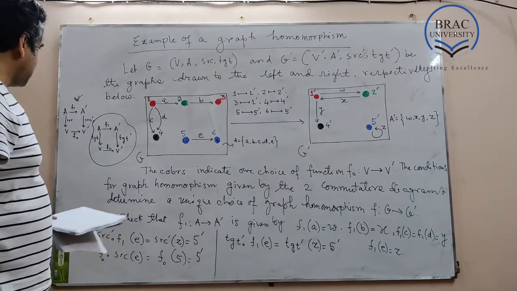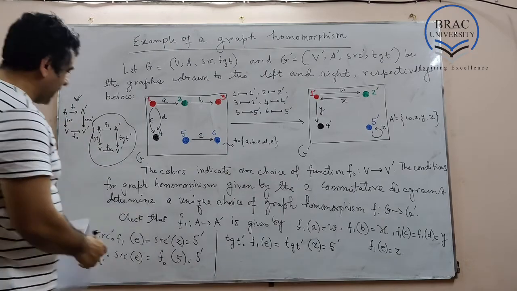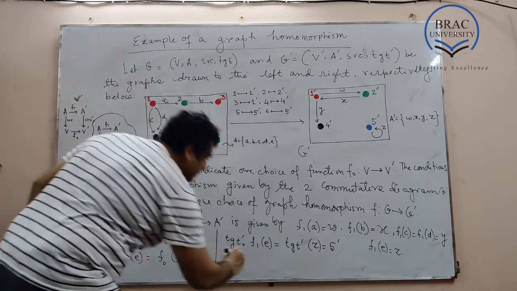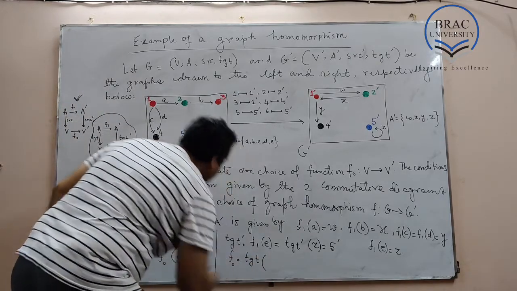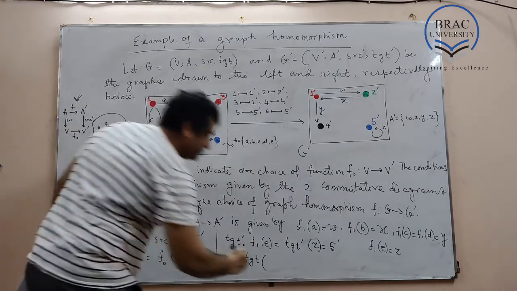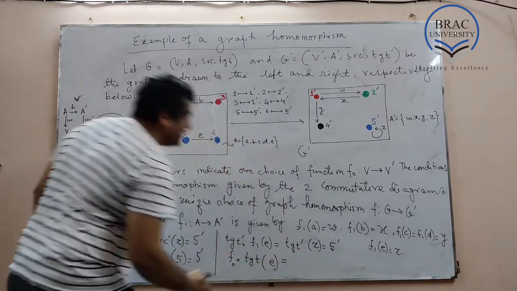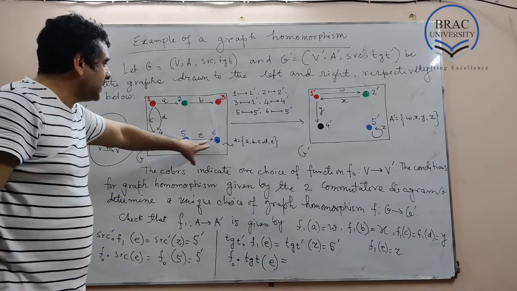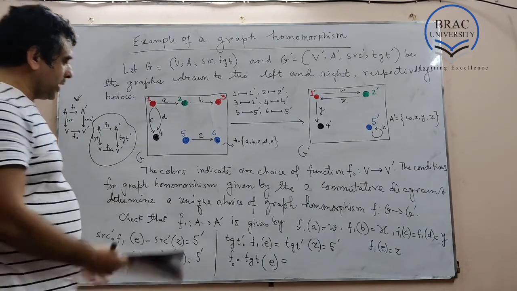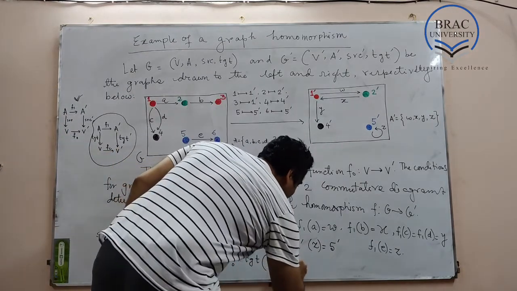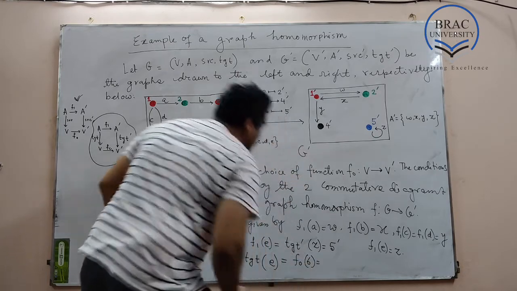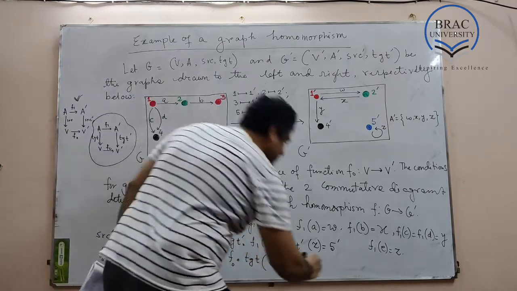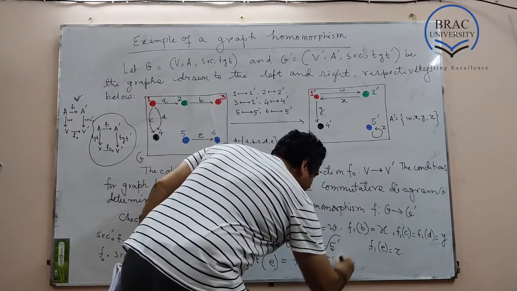Okay, and what about the other path? F sub 0 composed with TGT, TGT acting on E is equal to, what is TGT of E? Well, the target of this map E is 6. Okay. So what is F0 of 6? F0 of 6 is 5 prime. So they are the same.